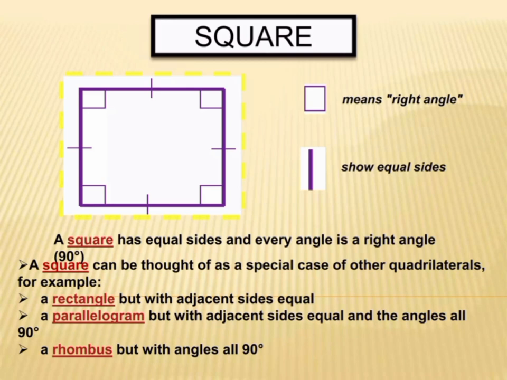The third one is the square. A square has equal sides and every angle is a right angle, that is 90 degrees. A square can be thought of as a special case of other quadrilaterals, for example, a rectangle but with adjacent sides equal. A parallelogram but with adjacent sides equal and the angles all 90 degrees. A rhombus but with angles all 90 degrees.